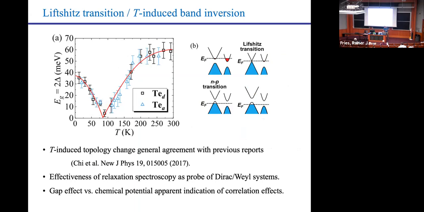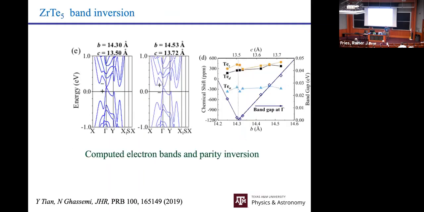Yeah, so here's a picture that is induced by the change of the chemical potential. And it's interesting that the closing of the gap and reopening occurs just at the point where the chemical potential crosses the node, indicating some interesting correlation effects going on in this system. So that's one result.